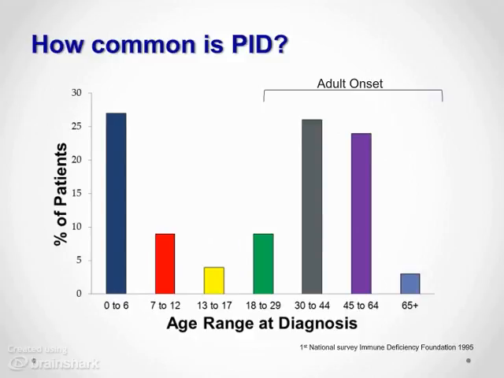Although more than 25% of PID are pediatric, PID is not just a childhood disease. A 1995 national survey of primary immunodeficiencies found that more than 40% of PID patients were not diagnosed until adulthood, despite the fact that many had a history of serious or chronic health conditions such as sinusitis, bronchitis, and pneumonia.